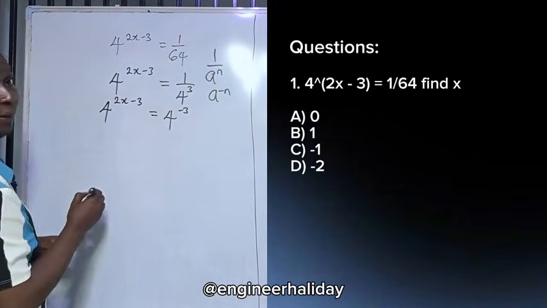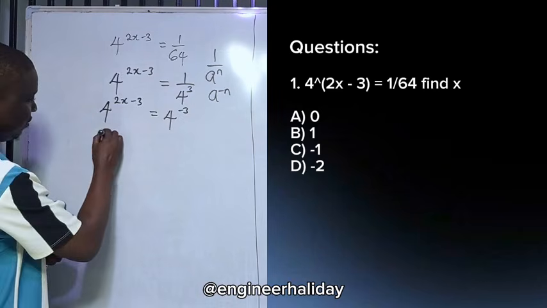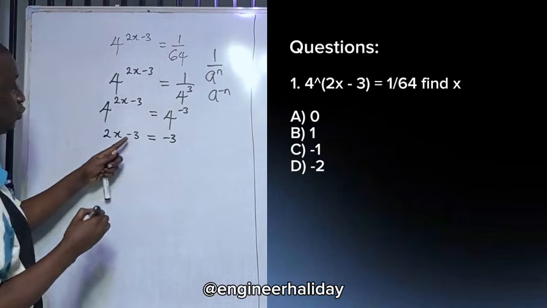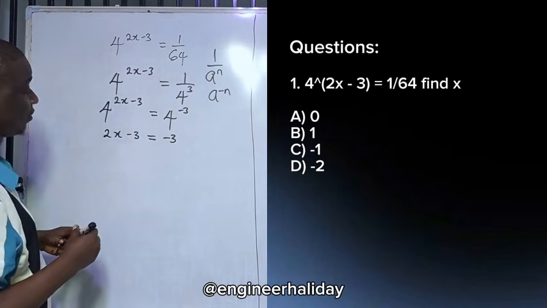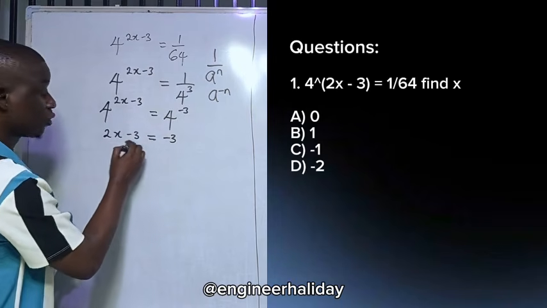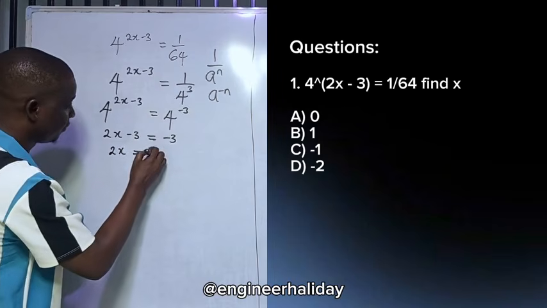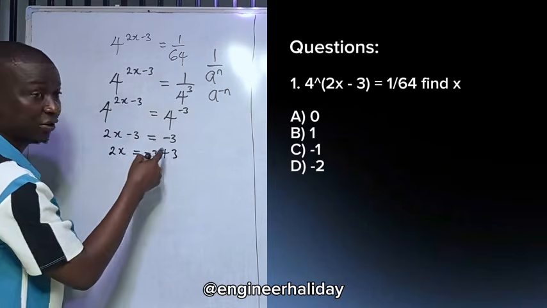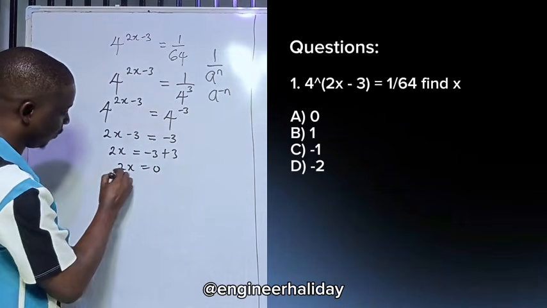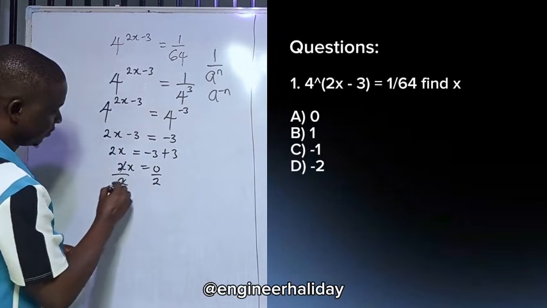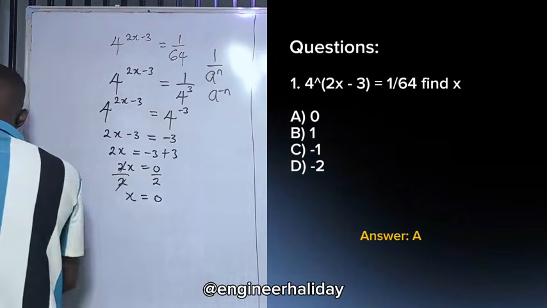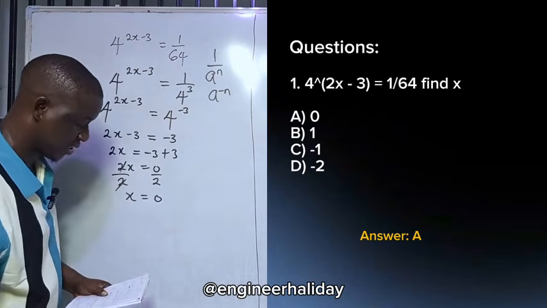Now comparing the powers, since their bases are the same, you are going to have 2x minus 3 equals minus 3. So what do you do? You collect like terms. This minus 3, let it cross the river. As it crosses, it becomes plus 3. Minus 3 plus 3 will be 0. So we have 2x equal to 0. Dividing both sides by 2, x will give us 0. So option A is the answer to the question.